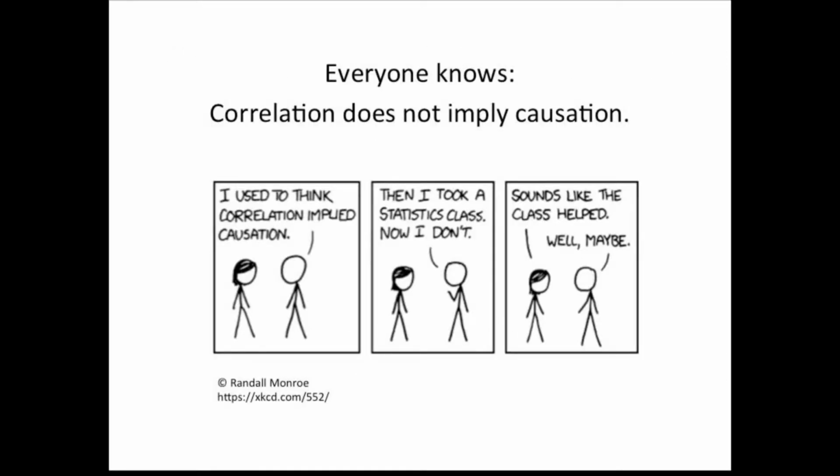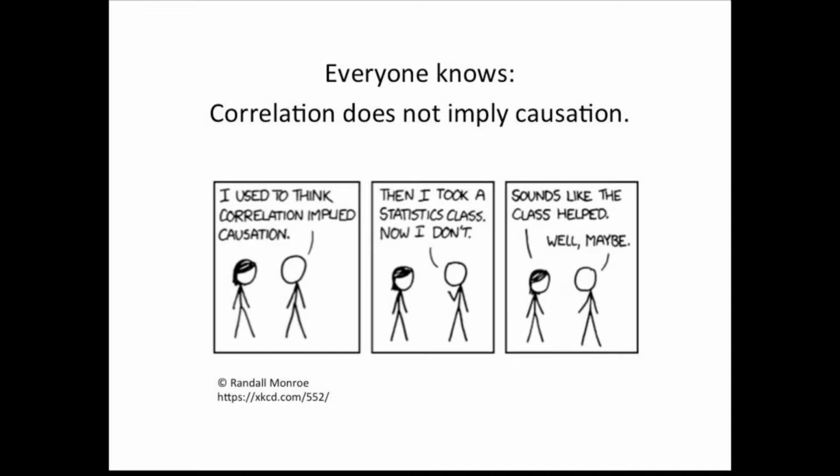Now, I think everybody knows this. At least I hope you do. It's sort of a mantra, at least in psychology. Correlation does not imply causation. You can observe that variables are related to each other. That does not constitute proof that one variable causes the other one, right?